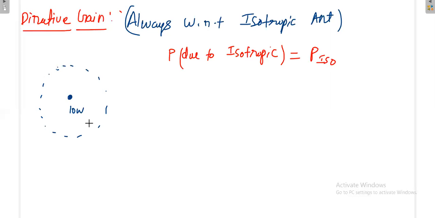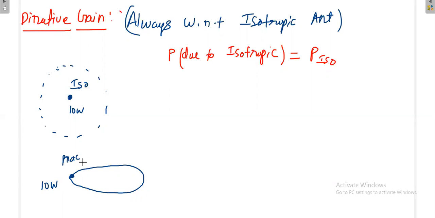Now my question is, I replace this isotropic antenna with a practical antenna. This antenna will radiate power only in a specific direction like this. But what is constant? I am having the same power, 10 watt only. Here also 10 watt is the total power.